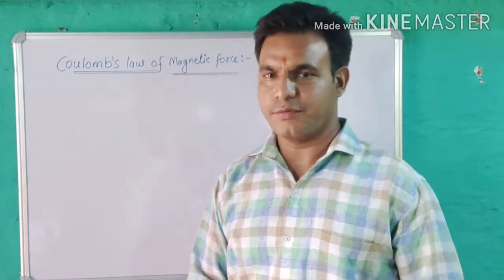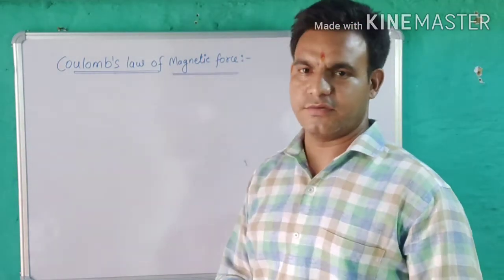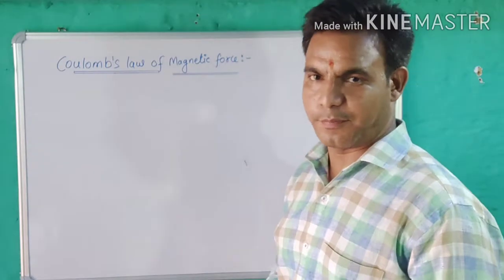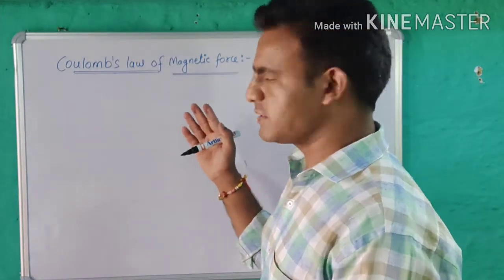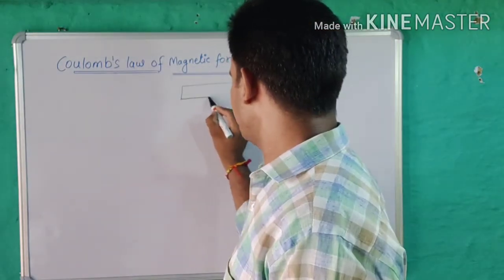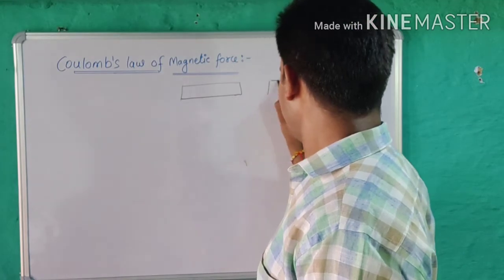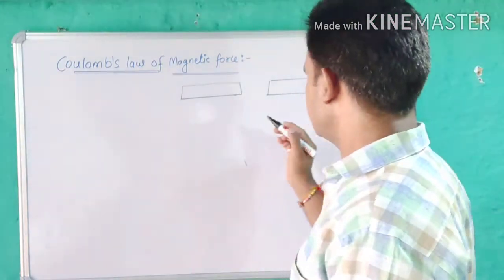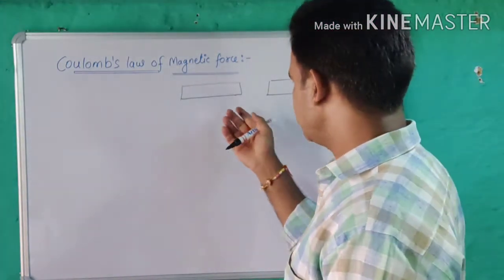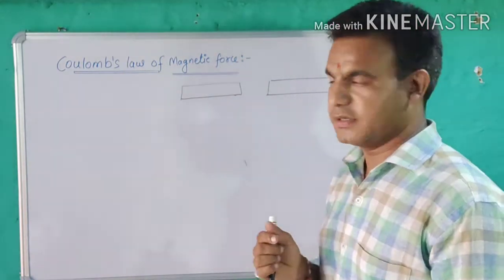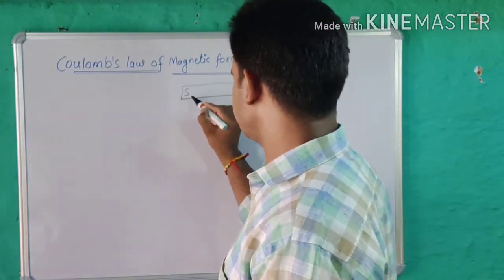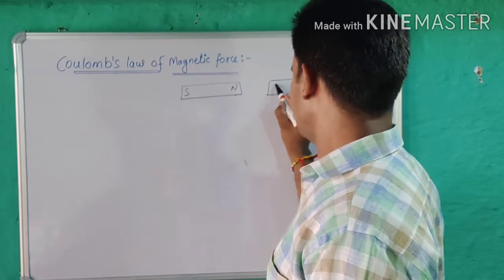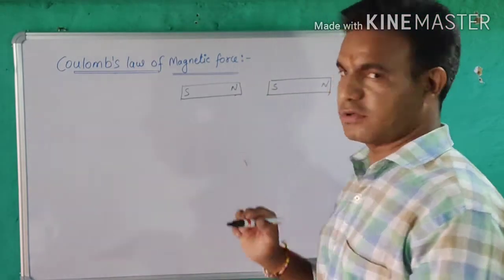Hello everyone. Now we will talk about Coulomb's law of magnetic force. Let's start the topic and suppose we place two magnets in a straight line, first magnet and second magnet. This is a south pole and this is a north pole, and again this is a south pole and this is a north pole.